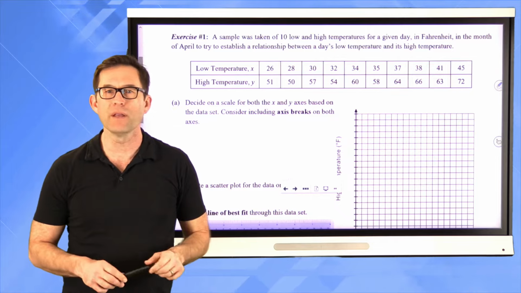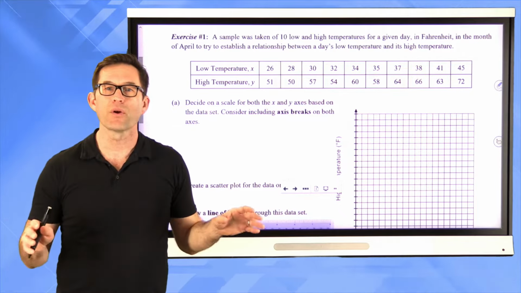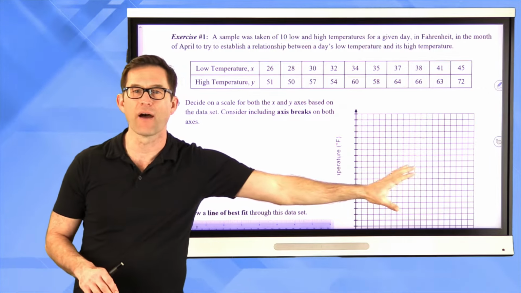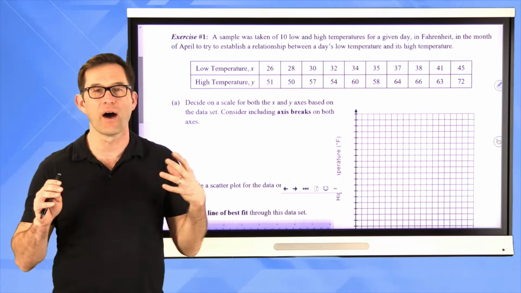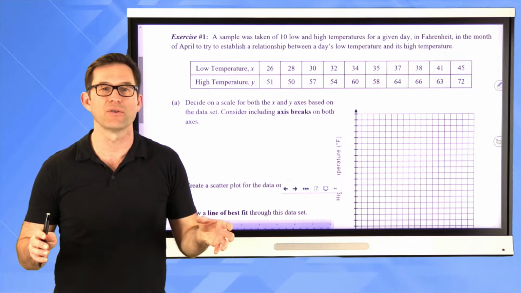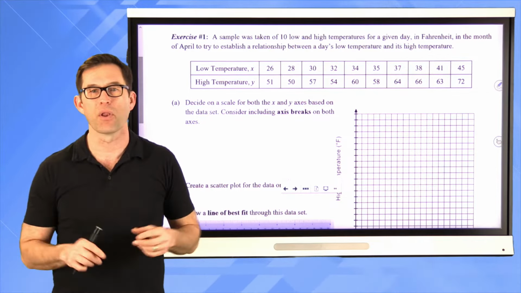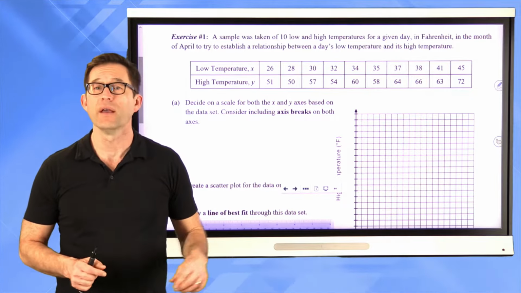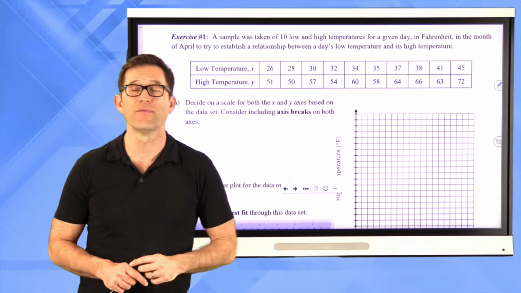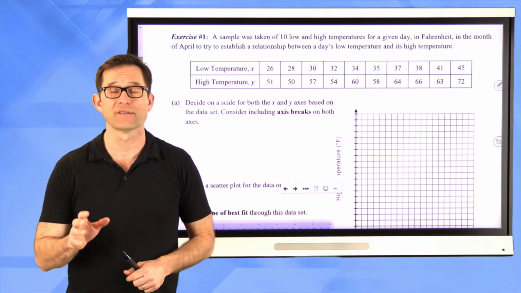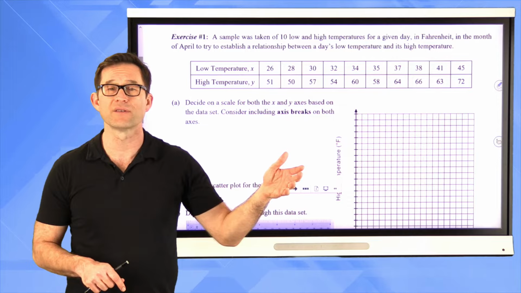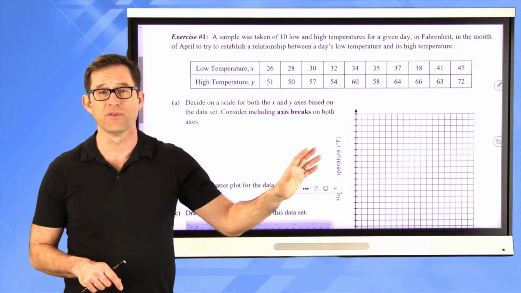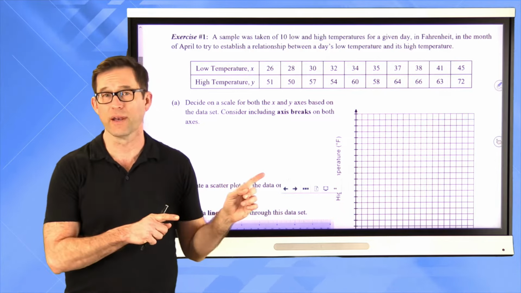Now what we're going to be doing is plotting this data on this piece of graph paper to create what's called a dot plot or a scatter plot, a two-dimensional dot plot, or just a scatter plot as it's called. In order to do that, we've got to figure out how this is scaled. Very often on standardized exams, you have to decide on the scale to put on here, as opposed to it just being given to you.